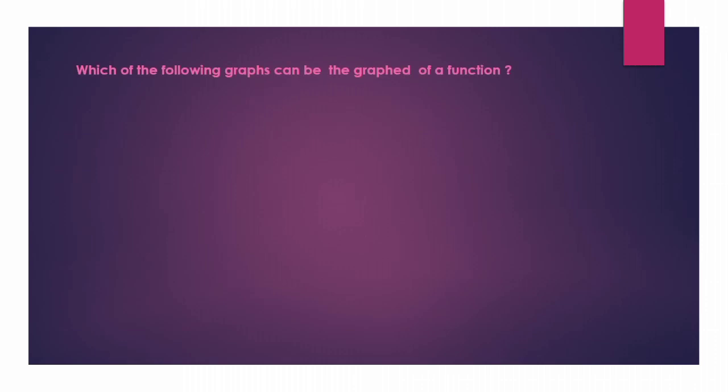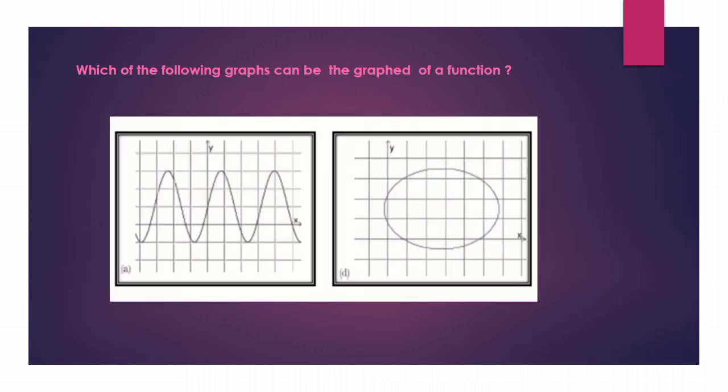Next, which of the following graphs can be the graph of a function? For number 1 on the left, or letter A, what do you think is that? Is it a function or not? Let's try it out. Yes, it is a function, because if you are going to draw a vertical line test there, it only touches the points once.